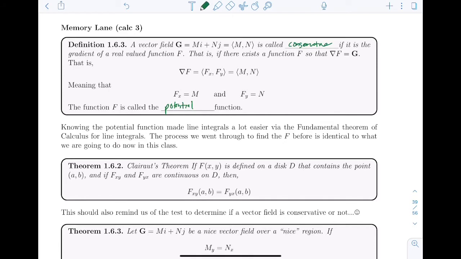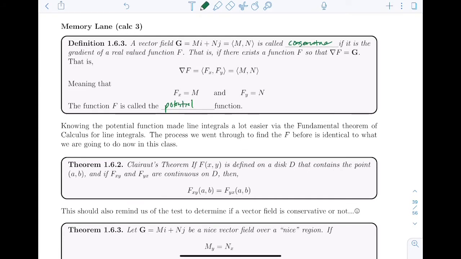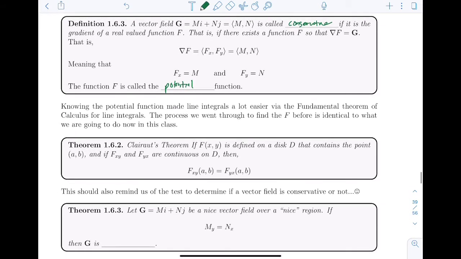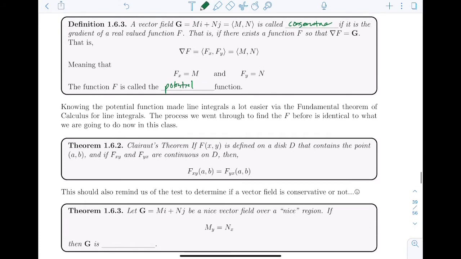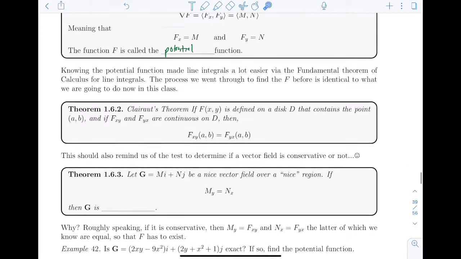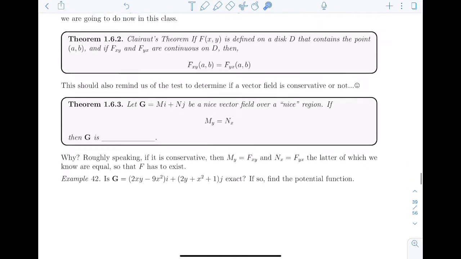And so what it should feel like to you is that in this section we're going to be finding the potential function. Okay, now here's why I want to do this, so that you can remember stuff. Knowing the potential function is what made line integrals so much easier in the fundamental theorem of calculus for line integrals. And when we did those way back then, we actually went through some work to find that potential function.